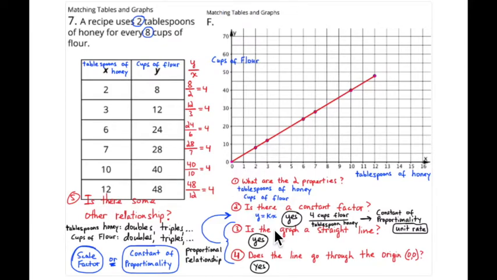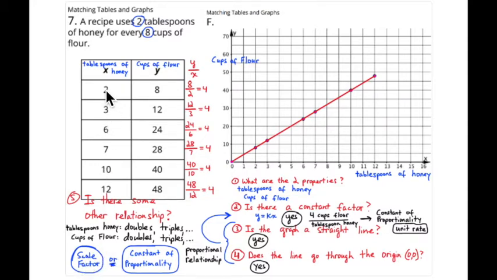So the combination of a constant of proportionality, the graph being a straight line, and the line going through the origin, or 0, 0, all of those things together means that this relationship between flour and honey is a proportional relationship. So what that means is that they are related through multiplication. So if you double the amount of honey, you double the cups of flour. Triple the amount of honey, triple the cups of flour. 4 times the amount of honey is 4 times the amount of flour. So those are scale factors.